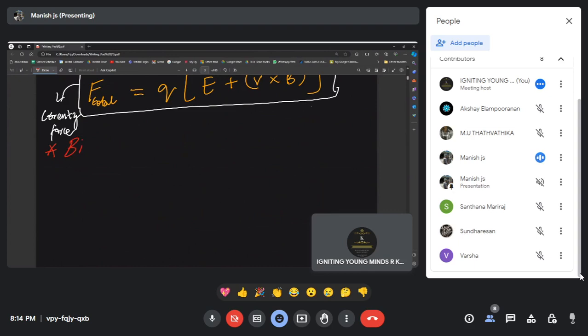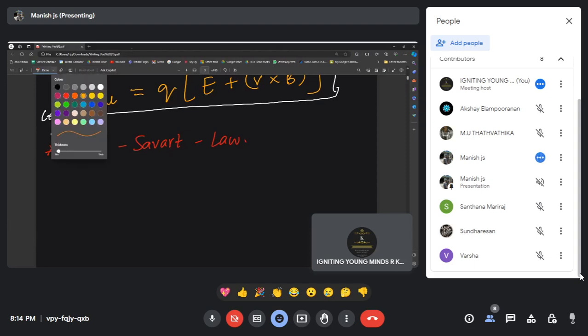So we'll see what is Biot-Savart law. We are going to see what is Biot-Savart law. Now, trying to understand what is meant by the Biot-Savart law.